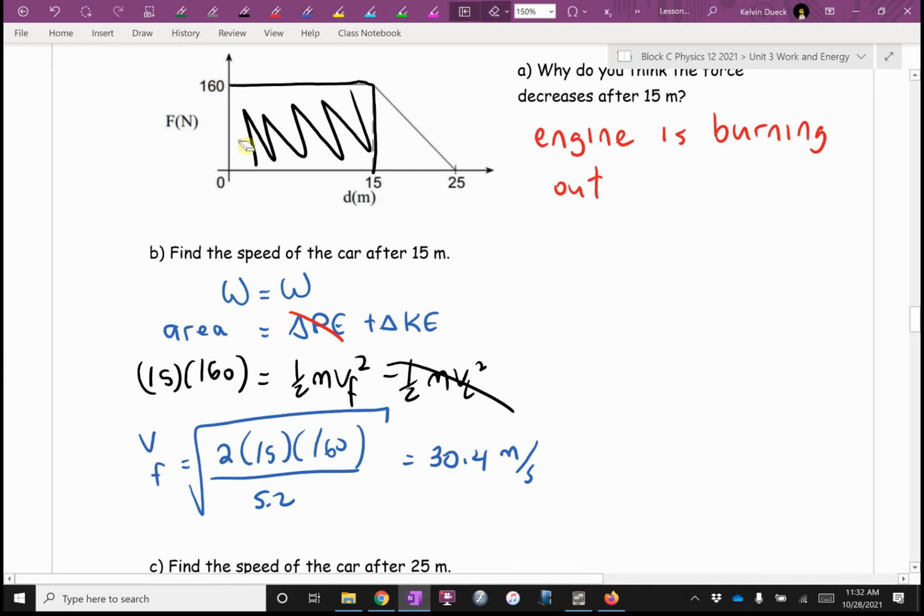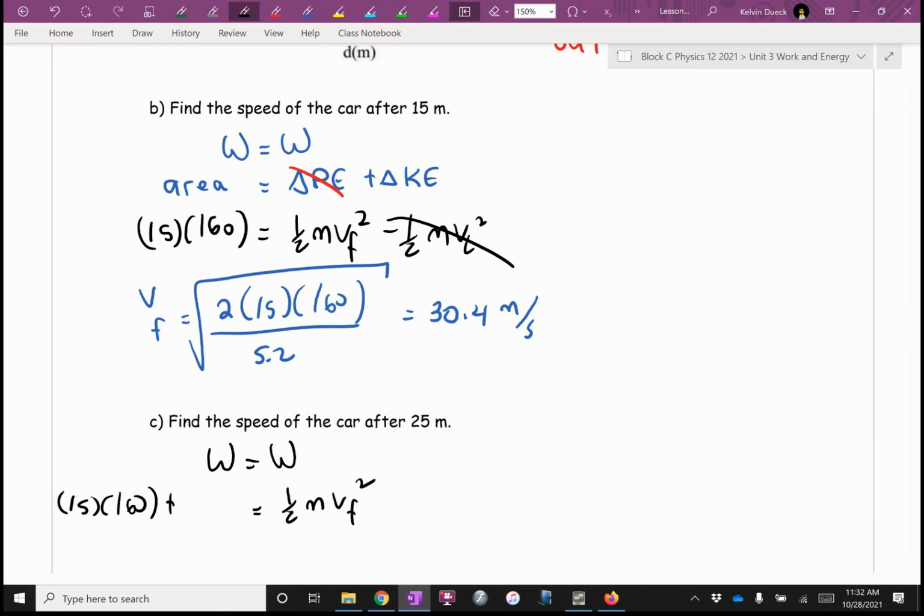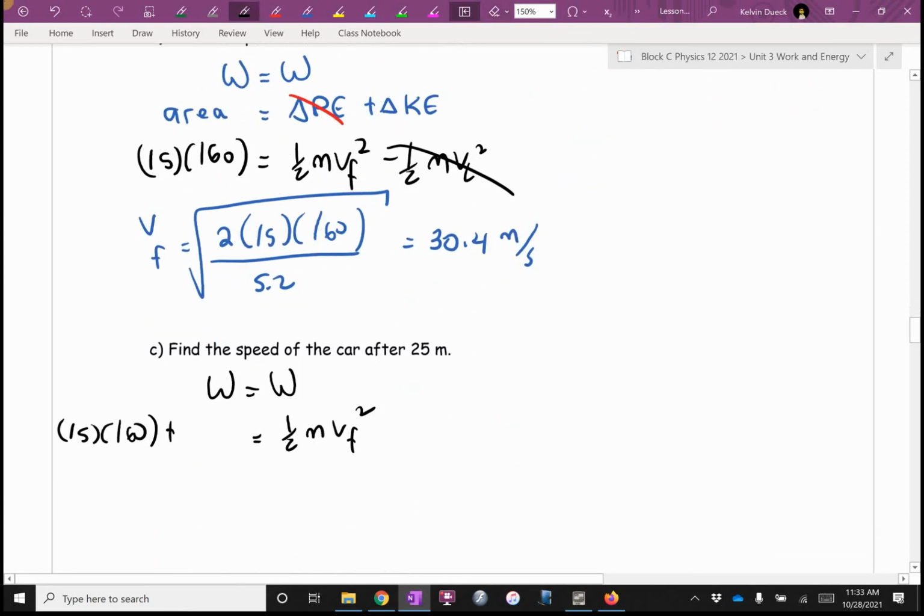Part C, same question, but now we're going to find the speed after 25 meters, so it's going to be the entire area. It's going to be a pretty similar argument. Work equals work. On the right-hand side, it's going to be a half m v final squared. The initial is 0. On the left-hand side, it's going to be the area, which is going to be the rectangle plus the triangle. How do you find the area of a triangle? It's on your sheet if you blank out. Base times height divided by 2. What's the base of the triangle? 10. What's the height of the triangle? 160 divided by 2?